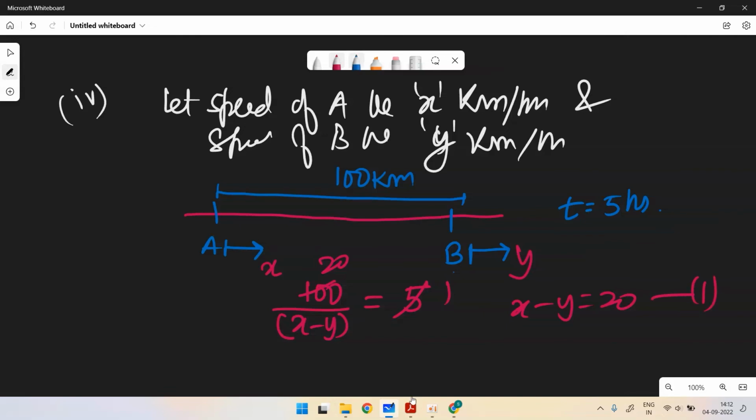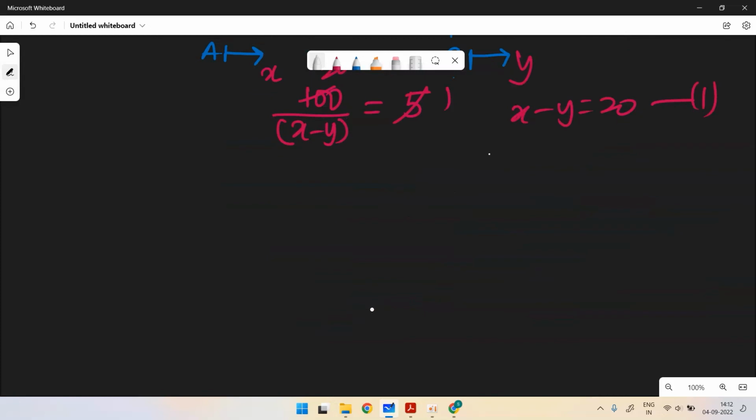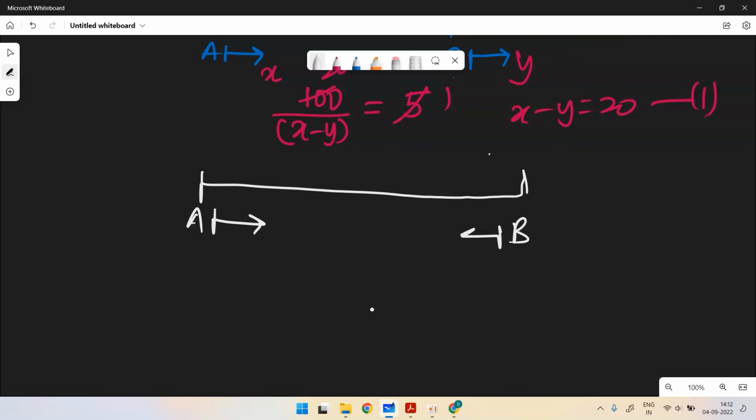Now, what is he saying in the second? Let me draw a different diagram. The second says that A and B are at different places, moving in different directions, and then meeting. The main thing is that they meet. If I take them in this direction and this direction, they will never meet. So the only case they will meet is if A and B travel towards each other. And this is 100 kilometers.